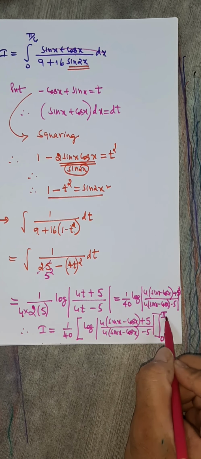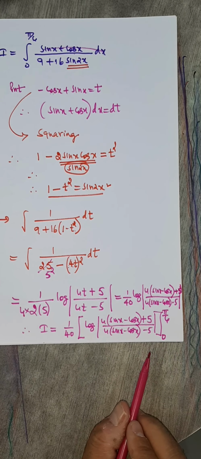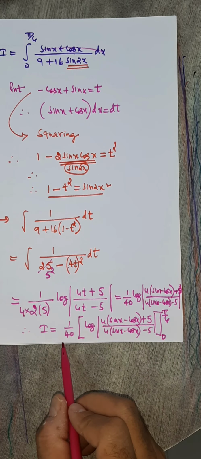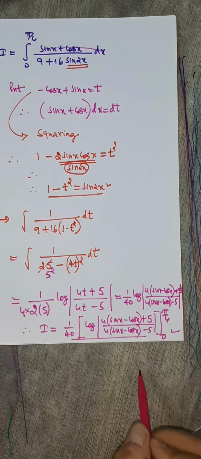0 to pi by 4. So just write upper limit minus lower limit and simplify. So you will get the answer. I'm not doing it further. I'm sure you can do it.